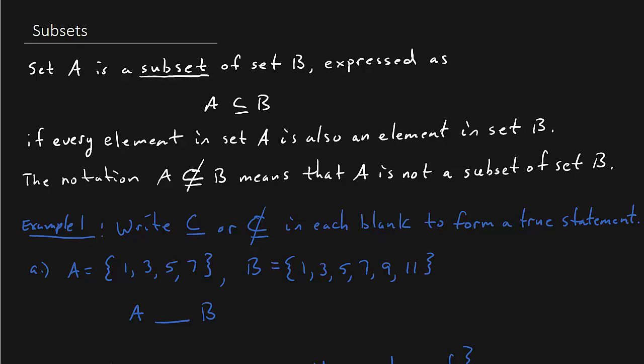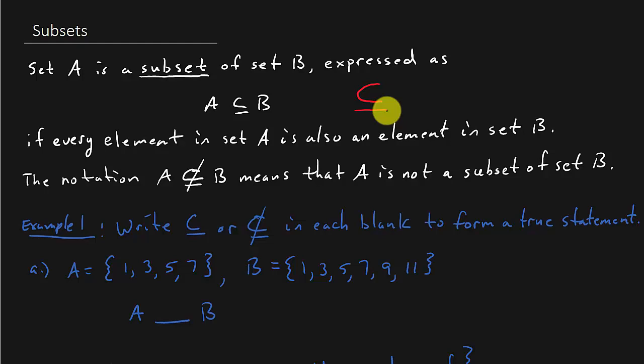It says set A is a subset of set B, expressed as... Okay, so A is a subset of B, and this is how it's written. It's kind of like a C with a line under it. It's not really a C. I guess more along the lines, it looks something like that. Something like that. All right.